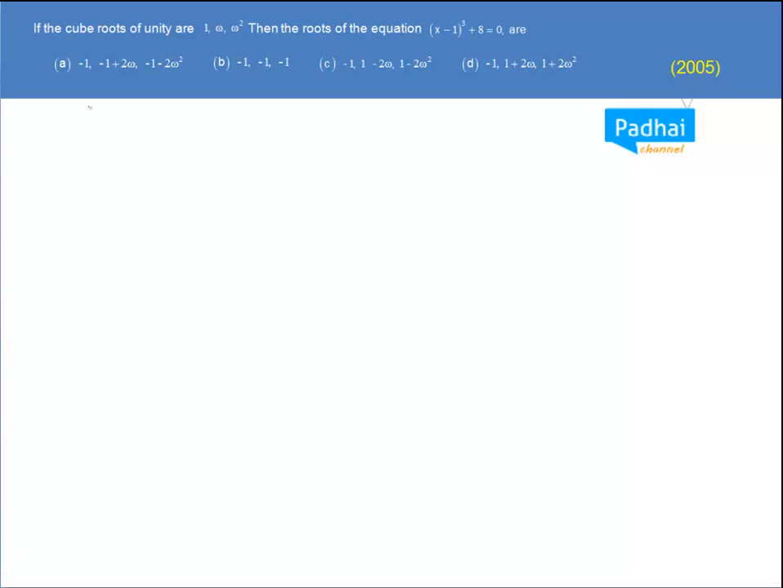Okay, now let us take another problem of the 2005 paper from the chapter complex numbers. It says that the cube roots of unity are 1, omega and omega square. Do we know that? But it has been specifically mentioned in the question. Then you have to find the roots of the equation (x minus 1) cube plus 8 equal to 0. It's a very basic question.